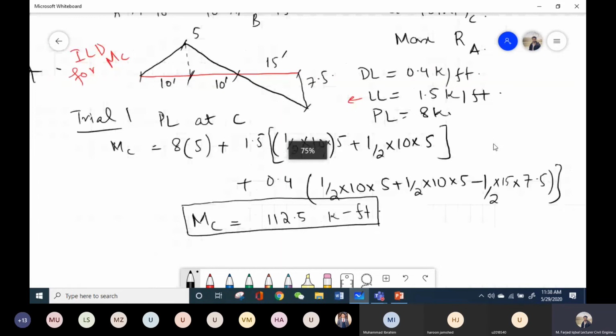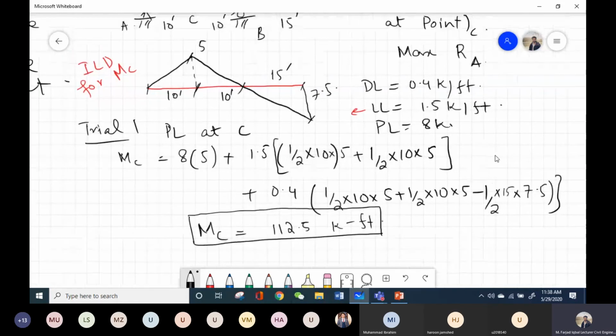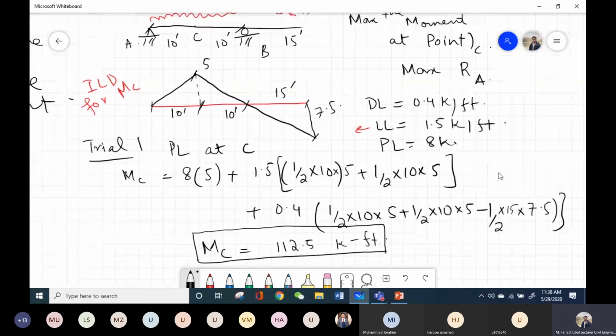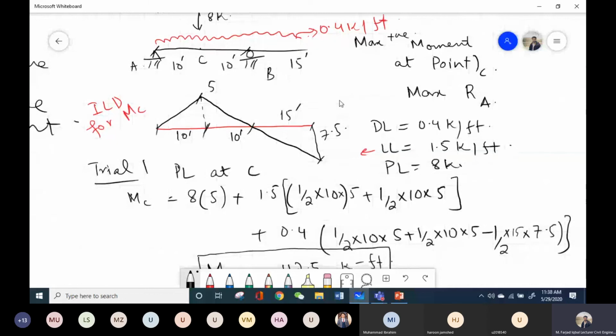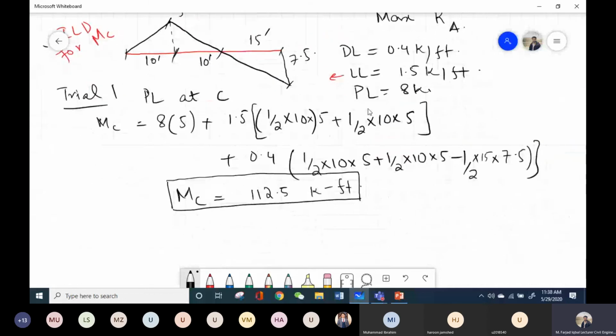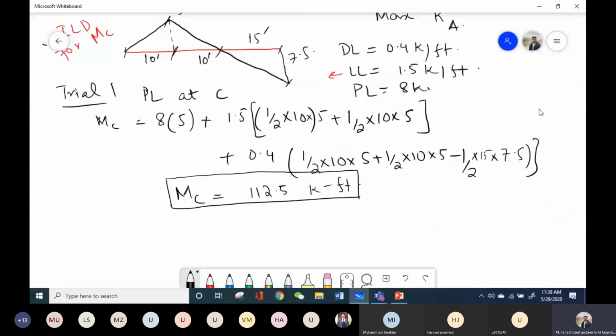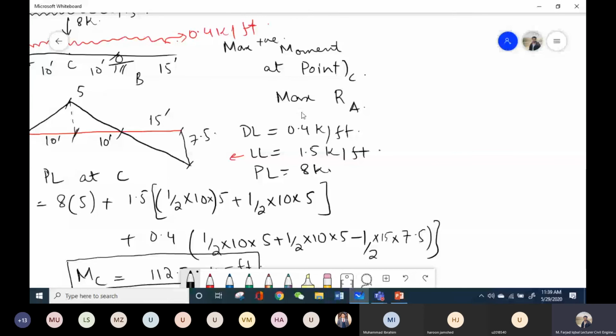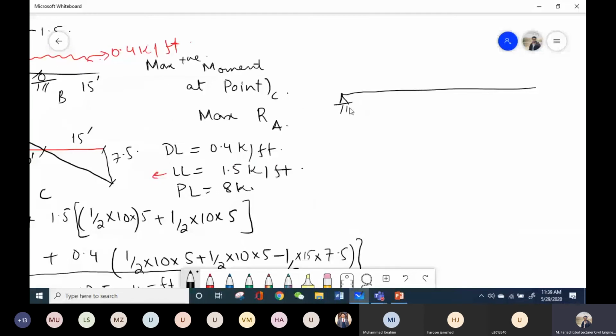In the second part of the question, we were supposed to calculate the maximum reaction at support A. So again, we have to follow the same steps. First, plot the ILD for the reaction for this beam. For example, this beam, it's this one. And what will be my ILD? Obviously, I will place a roller guide if I plot it using the Muller-Breslau principle.